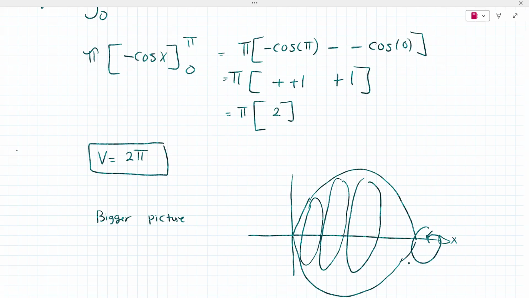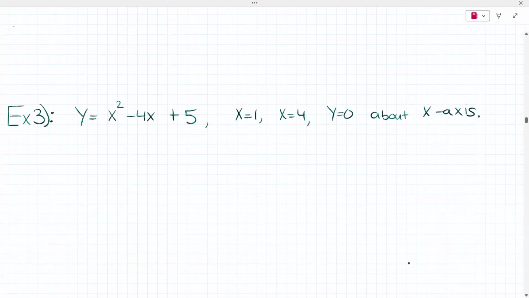Okay, well, let's move on to example 3. So example 3 says we have y equals x squared minus 4x plus 5, where x equals 1 and x equals 4, and y equals 0, revolving about the x-axis. So if you're revolving around the x-axis, you're going top to bottom, right?